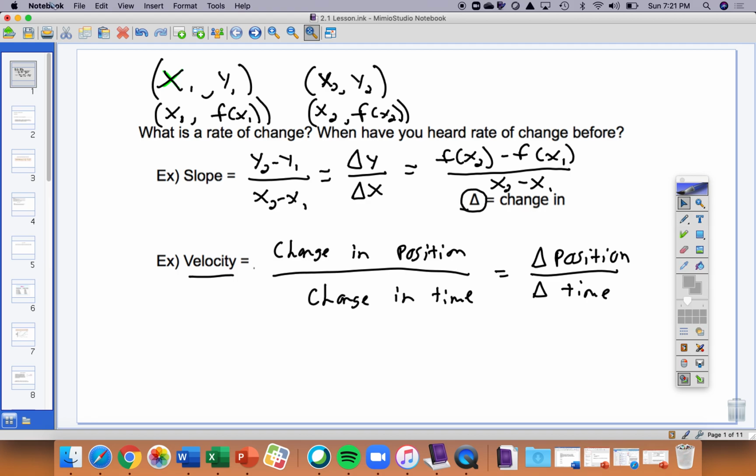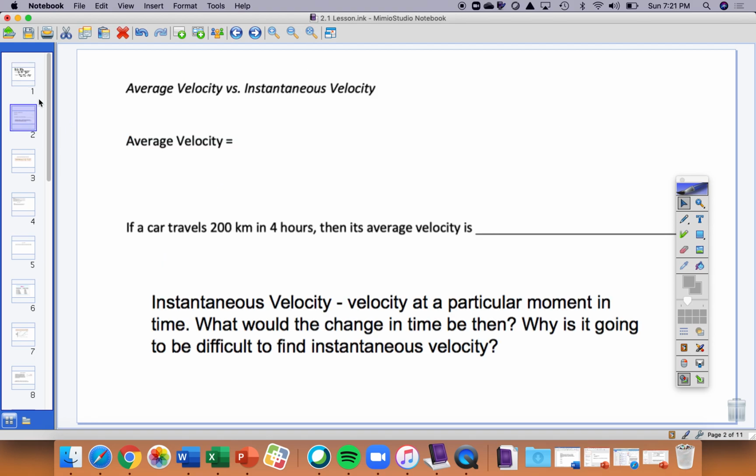In this unit, we're really looking at velocity, because velocity is a slope, and velocity has two different meanings. We have average velocity and we have instantaneous velocity. Today we're going to analyze the difference between them. The average velocity, like I said, is just change in position over change in time.